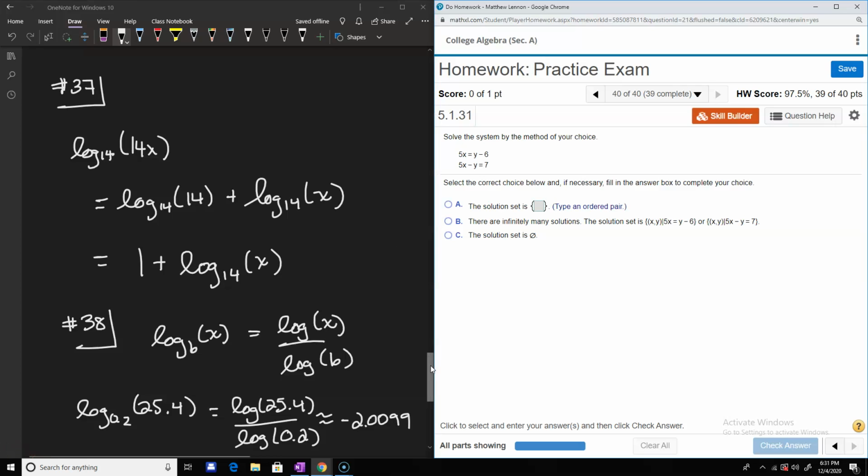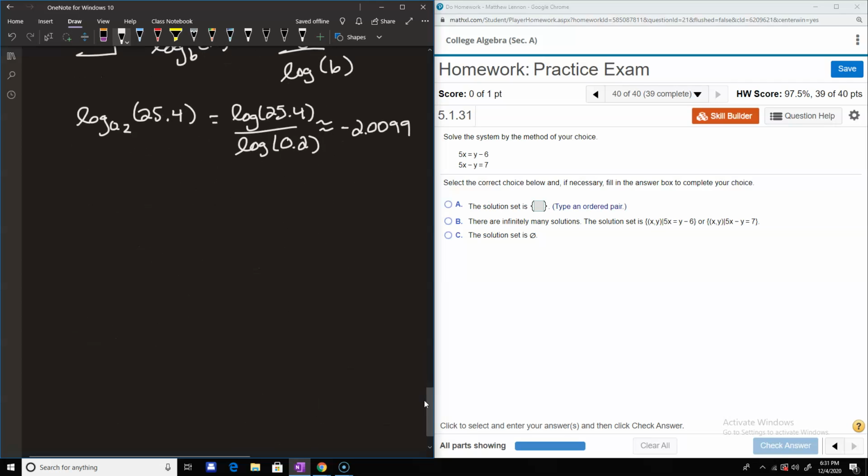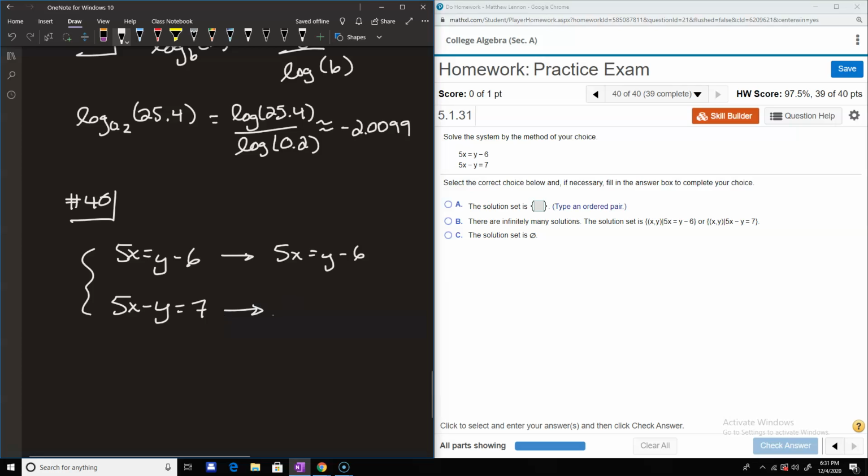This one's actually going to be pretty easy because it's not going to take you long to see what's going on here. So this is the last one. 5x equals y minus 6 and 5x minus y equals 7. Well, let me just keep this one the same. 5x equals y minus 6. And then move the y to the other side, add y, so we would get 5x equals y plus 7.